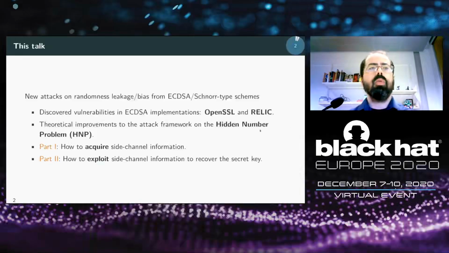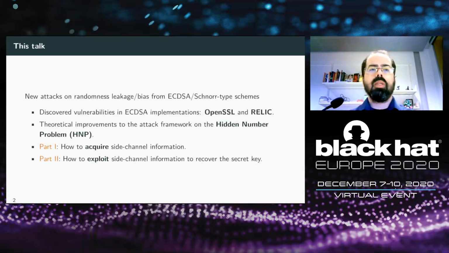In this talk, I will describe new attacks exploiting randomness, leakage, and bias from ECDSA-type signature schemes, based on newly discovered vulnerabilities in ECDSA implementations contained in the OpenSSL and LadderLeak cryptographic libraries. These vulnerabilities have led to theoretical improvements to the attack framework based on solving the hidden number problem.